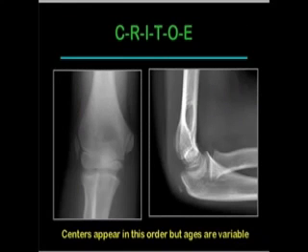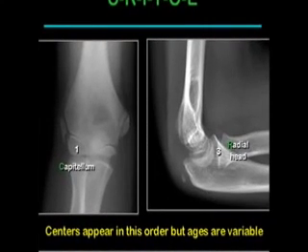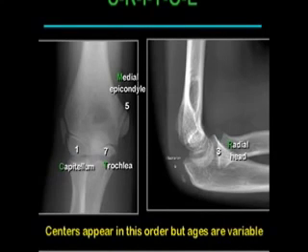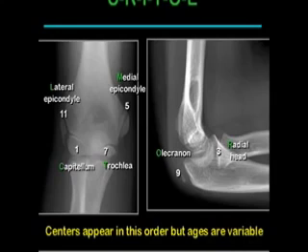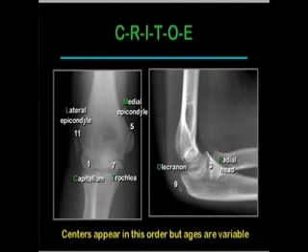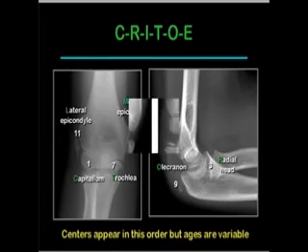These are the approximate ages in which the ossification centers appear. The first is the capitellum at about 1 year of age, then the radial head at about 3 years of age, the medial epicondyle around 5 years of age, the trochlea around 7, the olecranon around 9, and the lateral epicondyle around 11. So they tend to ossify at the ages of about 1, 3, 5, 7, 9, and 11. But more importantly than the actual ages of ossification is the order in which they ossify. And here's why the order is important.